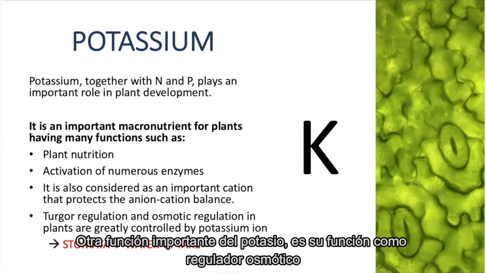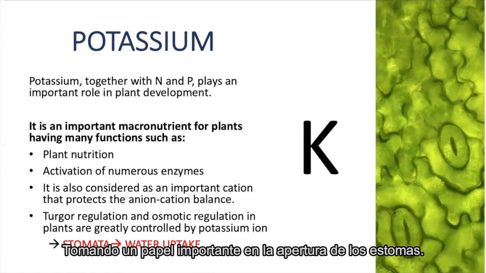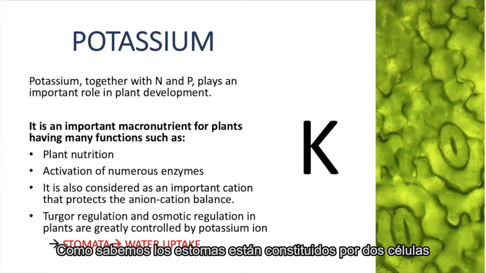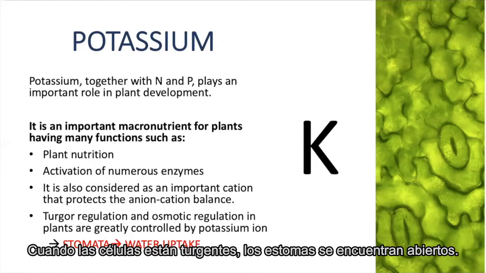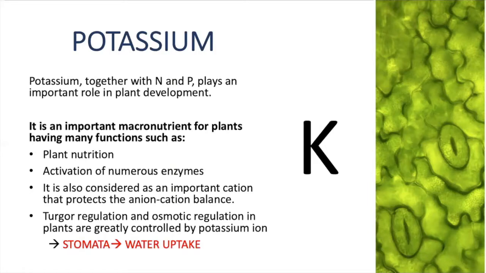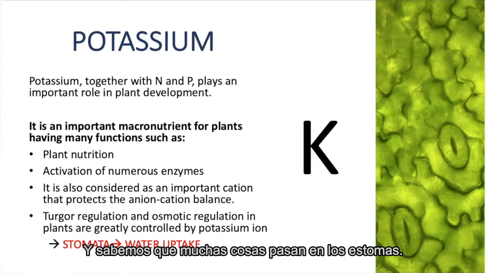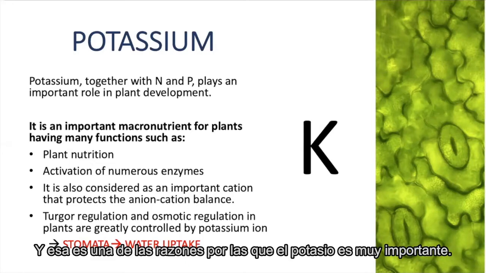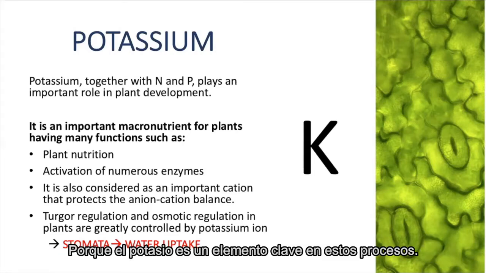Another important function of potassium is its role as an osmotic regulator, taking an important role in stomata opening. As we know, stomata are constituted by two cells. When the cells are turgid, stomata are open. When cells lose turgidity, stomata close. So we know that a lot of things are happening in stomata. That is one of the reasons why potassium is very important, because potassium is a key element in this process.